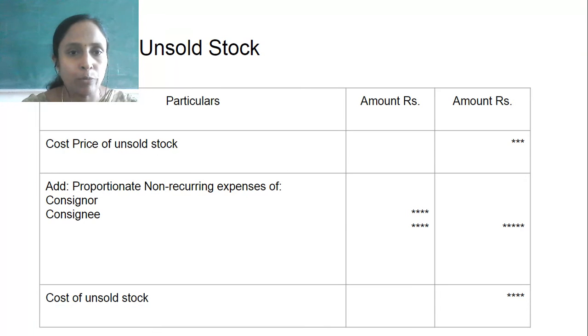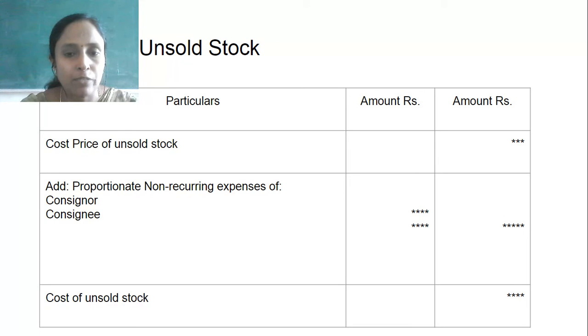And now coming to computation of value of unsold stock. Before going to the entry, we have to calculate the value of stock which remains unsold. First we have to take the cost price of unsold stock. Say for example, if 100 units are sent by consignor and consignee sold only 80 units, now 20 units are remaining unsold. Here we have to take the cost price of the 20 units and we have to add proportionate non-recurring expense of consignor as well as consignee.